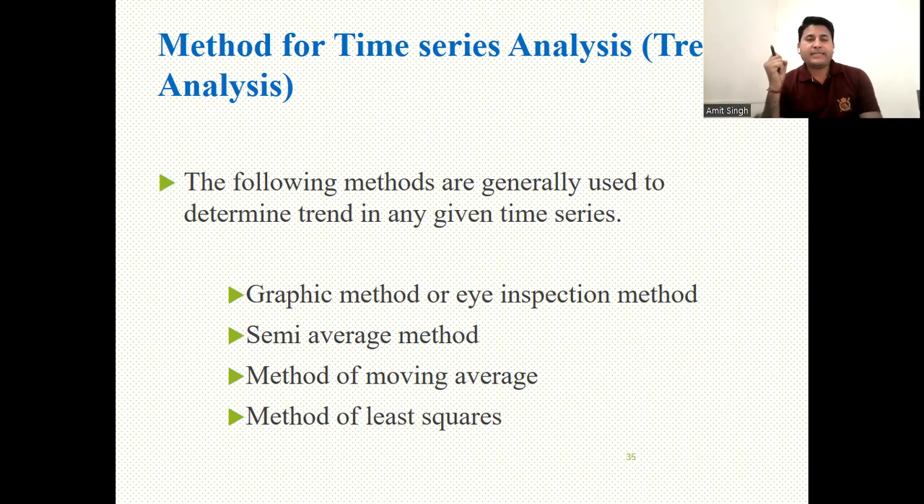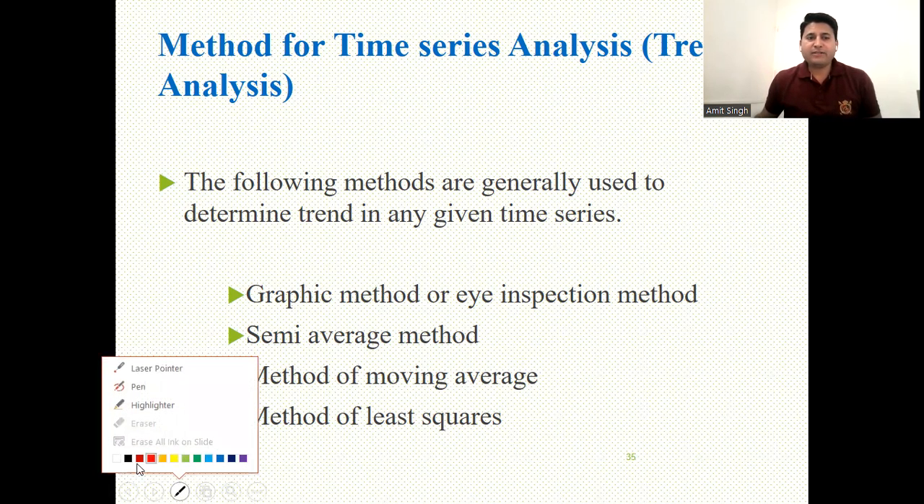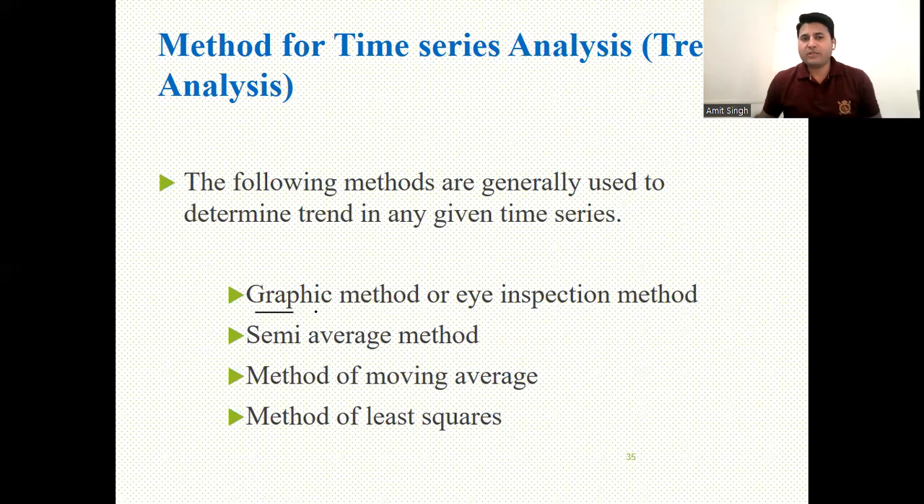As we have discussed in the last class, what a time series analysis is and how one can find it. For the time series analysis method, there are a total of 4 methods. Out of these 4 methods, we have discussed 3: the graphical method, the semi-average method, and the moving average method. So these are the 3 methods that we have discussed till now. I hope you understand it.